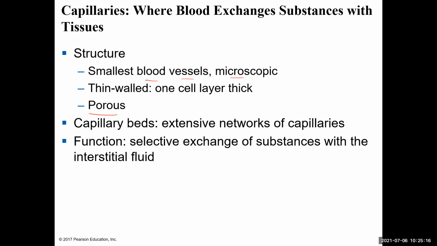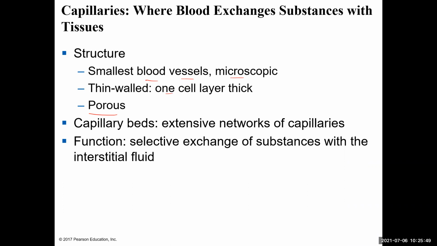And the diameter of the capillaries is also small as well. So not only are the capillaries one cell layer thick, but the diameter is about the size of a single red blood cell, just a little bit larger. And so that means that the blood cells are flowing through in a line because they're only one blood cell thick in diameter.